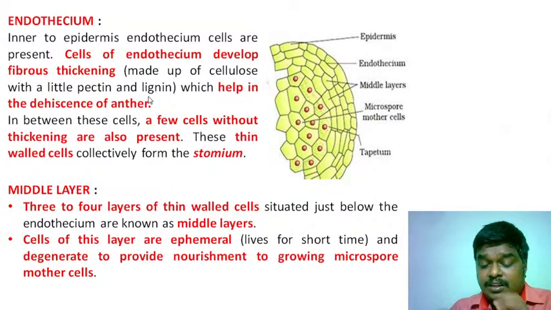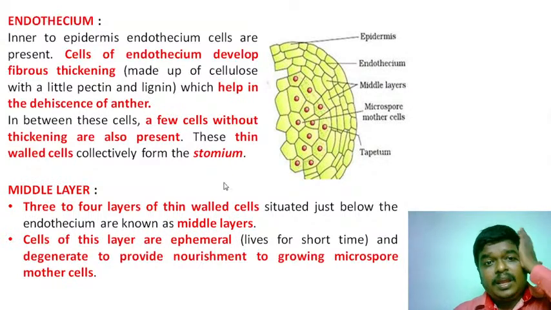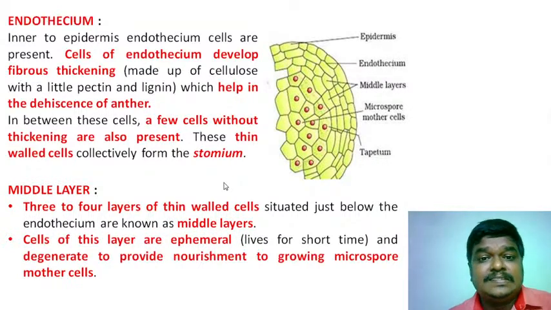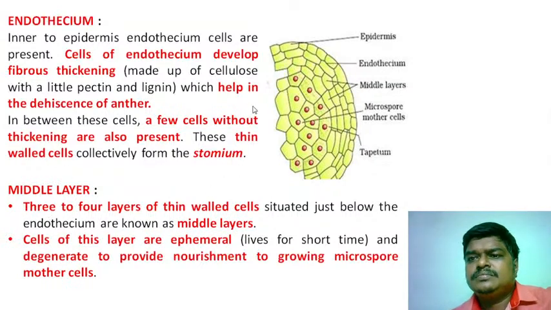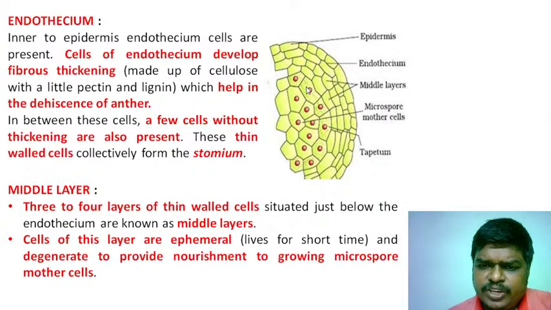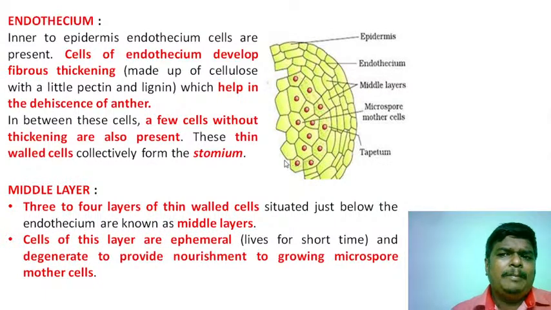It will burst and release the pollen grains. You got it? The anther will just remain like this. Once the pollen grains are formed and matured inside, it ruptures. That is called dehiscence, the breaking. It dehisces and releases the pollen grains. And next are the middle layers. You can see the middle layers here, next to the endothecium.